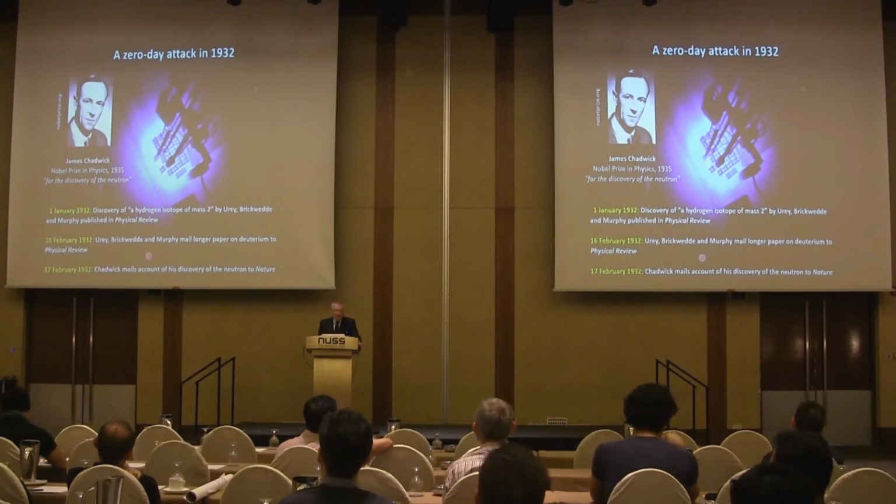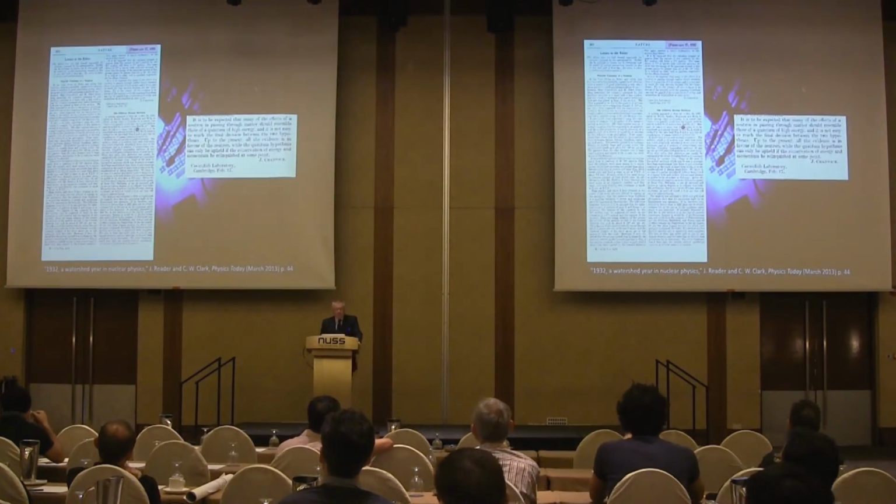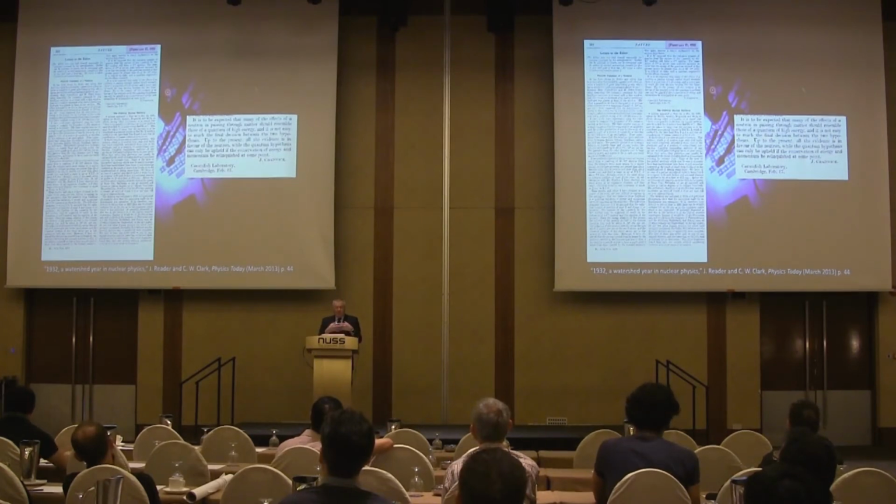About 6 weeks later, about 1 day after a longer paper was sent to Physical Review by Urey, Brickwedde, and Murphy, Chadwick mailed his account of the discovery of the neutron to Nature. I'm showing you Chadwick's paper in Nature in its entirety, not so you can read it, but just so that the next time you start to complain about how your incremental advance is exceeding the 4-page limit of Physical Review Letters, here's Chadwick, in a column and a third, charitably reporting this foundational discovery of the neutron.